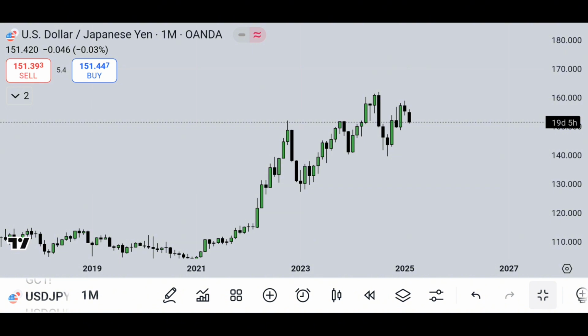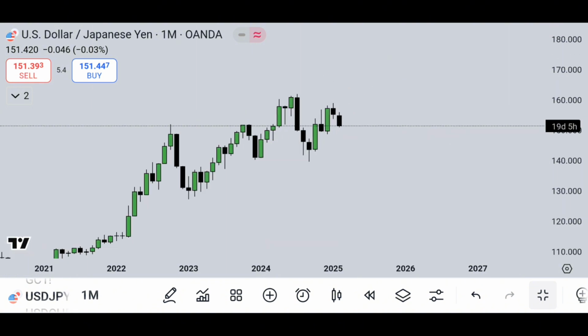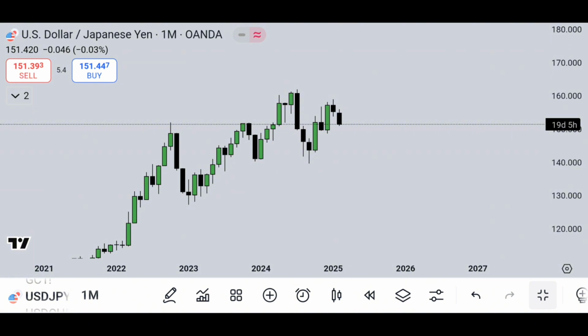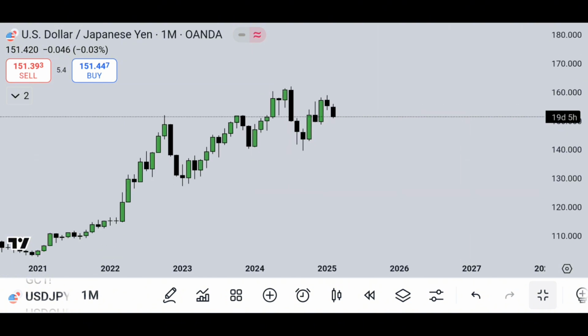JPY for those who have not watched it yet. I was breaking it down from the higher time frame, scaling lower. So nothing much has changed so far. Remember, we're in the month of February, and I think I analyzed it recently in the month of January. So nothing much has changed, right?